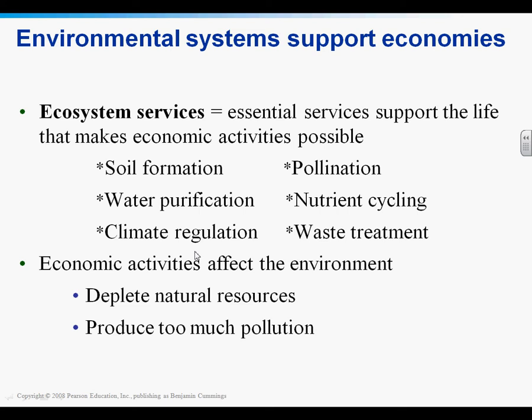Climate regulation. Trees absorb carbon dioxide. Marine algae absorb carbon dioxide. All of these things play a role in climate regulation. Forest lines, tree lines, mangrove along the coastal areas. These are all very important things, and they support really our economy. And so what happens is if we deplete natural resources or pollute too much, we degrade or break down these systems. And so ecosystem services are extremely huge.